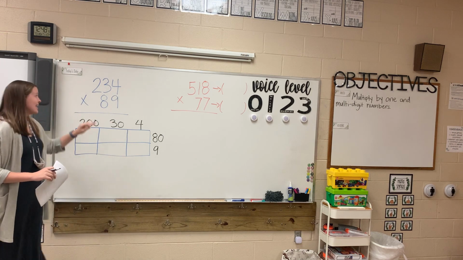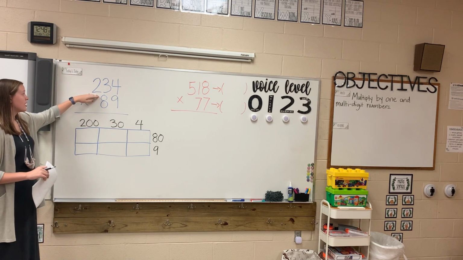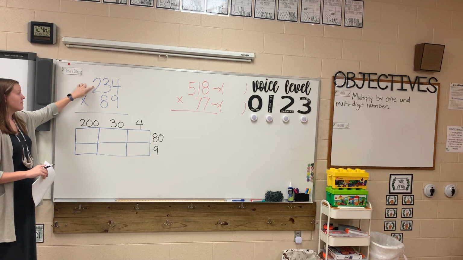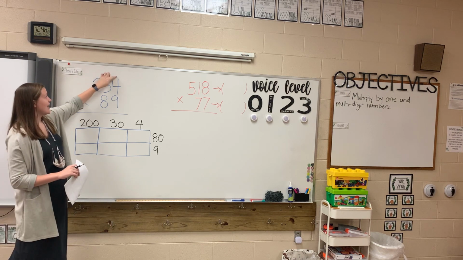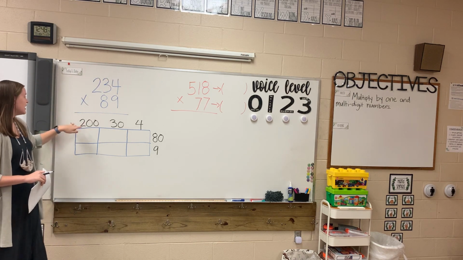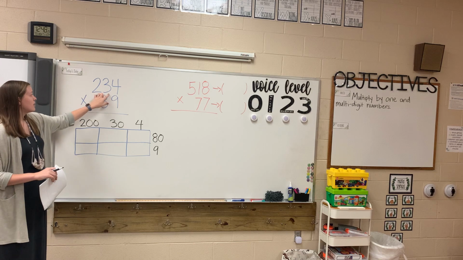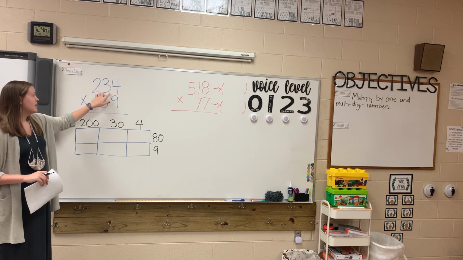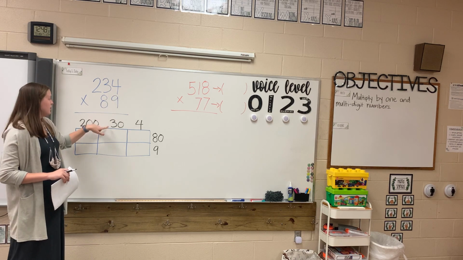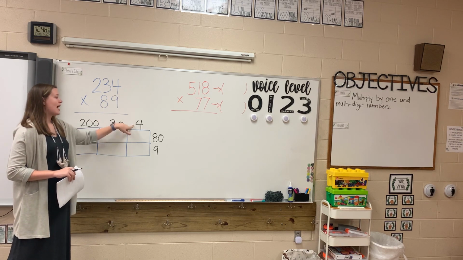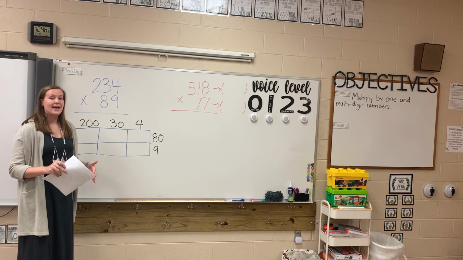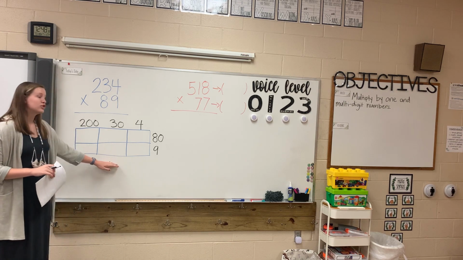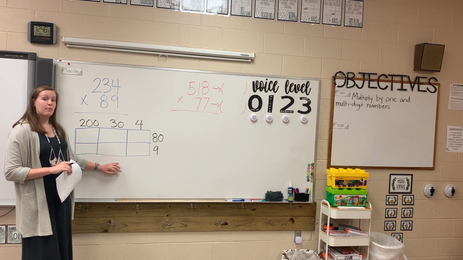Another way to look at that is to start at the far left of your number, put whatever number that is, and then turn the next numbers into zeros. So we started with our 2, 0, 0, which is 200. Then you go to your 3, turn the 4 into a 0, you get 30, and then you just have your 4 left. Either way is totally fine as long as you're able to break that number apart in terms of place value.